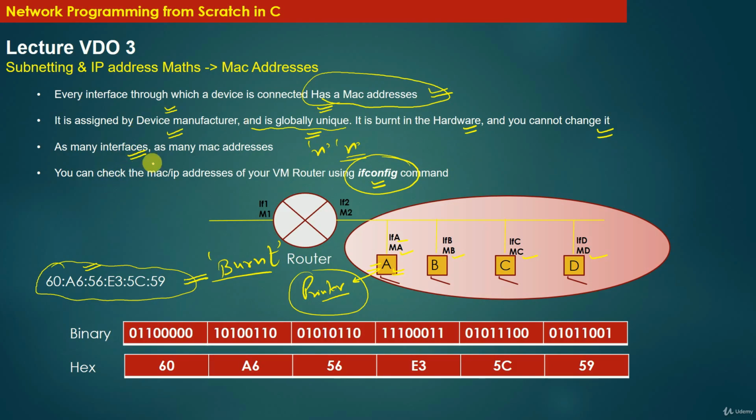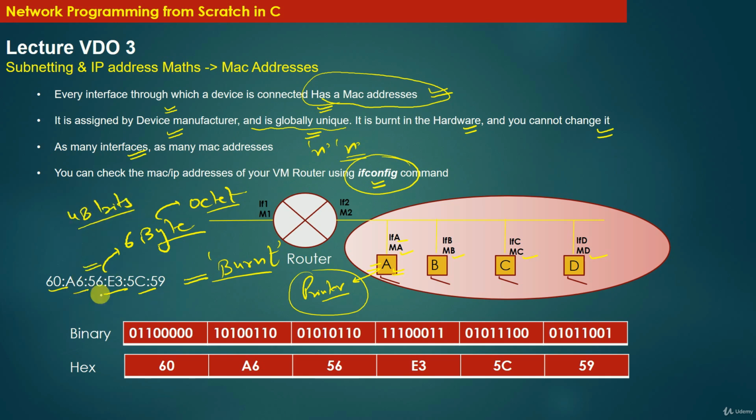So let us discuss the representation of MAC address. A MAC address is a 6-byte number, and a byte is also called an octet. So you can see that the MAC address is a 6-octet number. It has 6 octets, which means 48 bits, right? So the representation of the MAC address in the hexadecimal format is as follows.